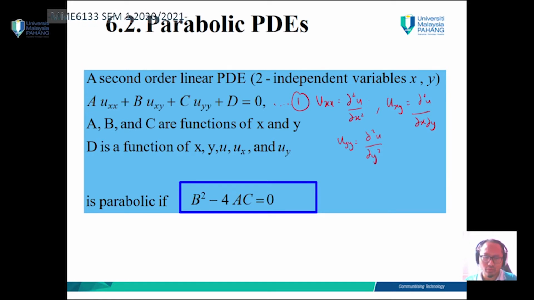We are going to continue with our final part in the partial differential equation chapter, where we are going to continue with parabolic partial differential equations, or PDE.